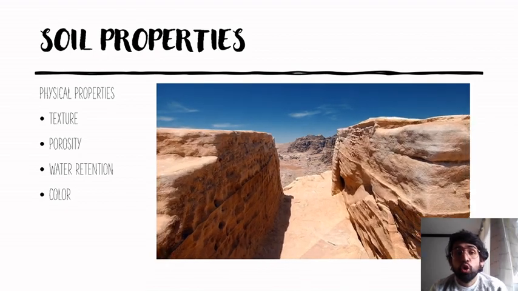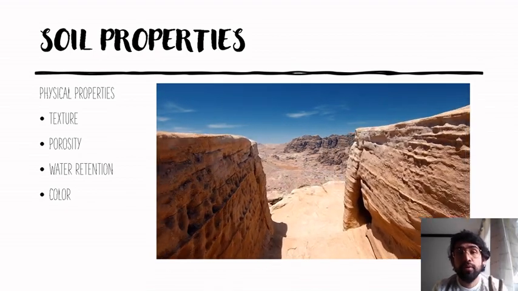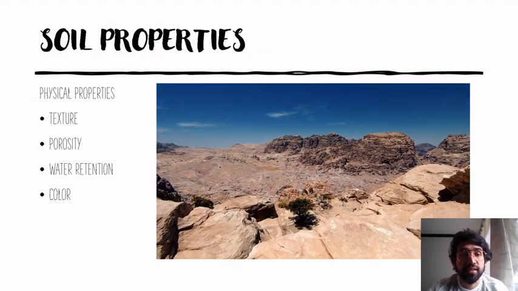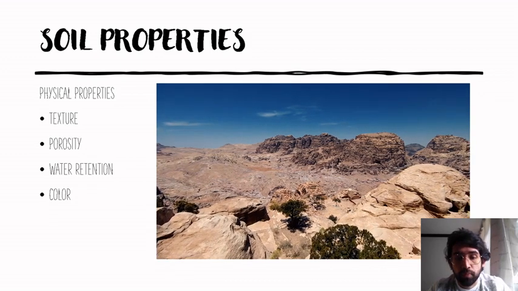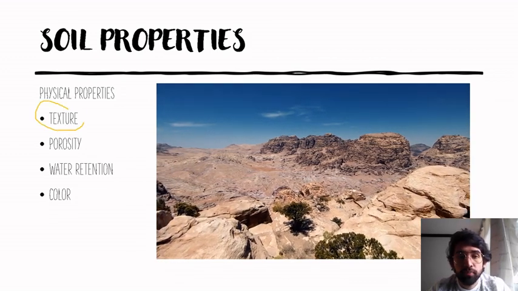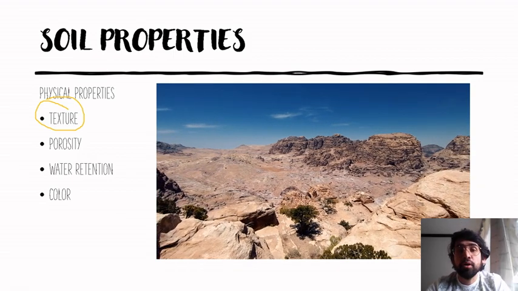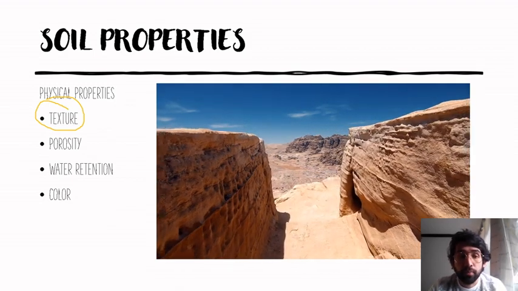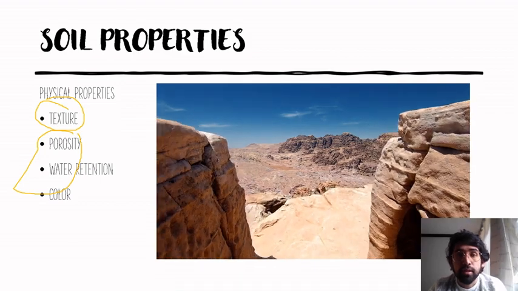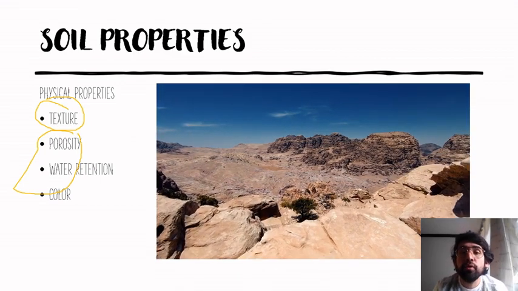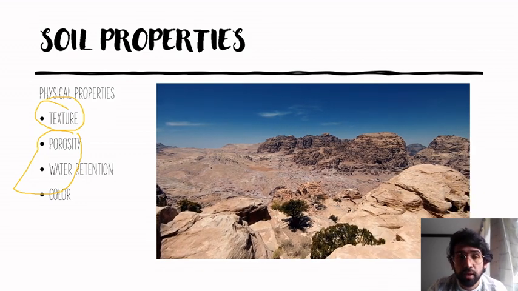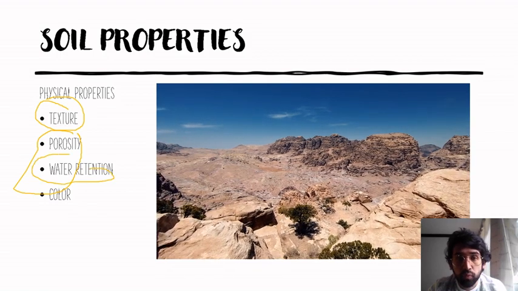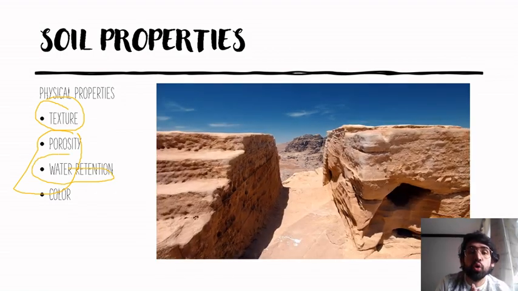So let's talk about the soil properties. We got 3 different properties: the physical, the biological, and the chemical properties. And let's start with the physical. The first one being texture. Texture refers to the number of particles of different sizes that make up soil. Then we got porosity. That refers to the number of pores or spaces in the soil. Water retention capacity is related to the amount of water that soil can store.